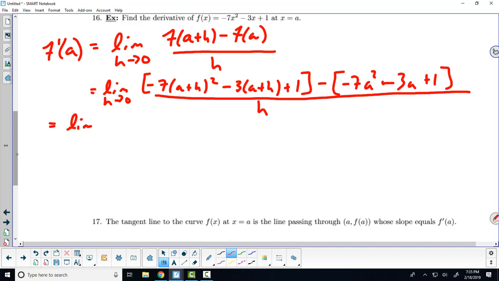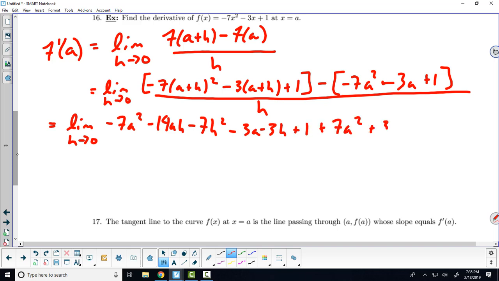I've got quite a mess here. We've got -7a squared minus 14ah minus 7h squared minus 3a minus 3h plus 1 plus 7a squared plus 3a minus 1 all over h. Folks, at this point, I think you should just be doing it on your own rather than copying me. Copying's harder than doing it at this point. If you're lost, go ahead and copy it, but it's going to be easier for you to work through some of these than to copy my work on the board.